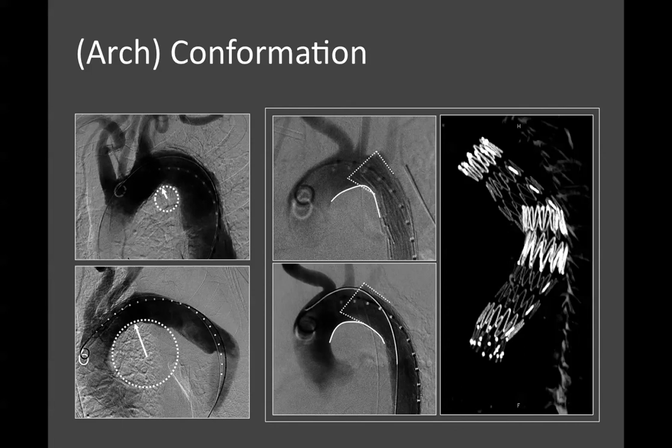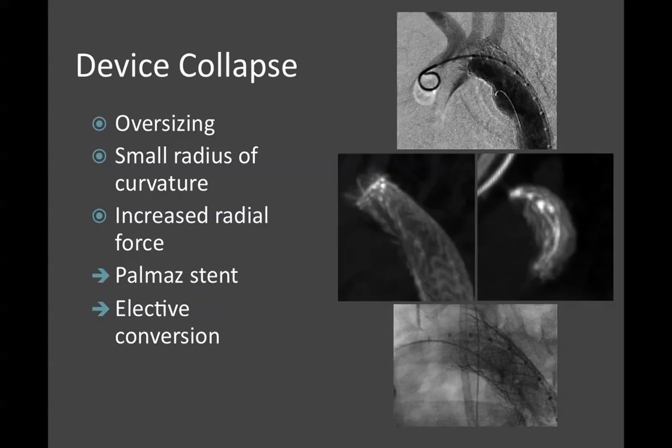And the same type of pathophysiology that can occur up in the arch can potentially occur in the mid-descending thoracic aorta. Device collapse, again, you've heard previous speakers talk about this, kind of anecdotally, again, related to oversizing, small radius of curvature, etc. And the different treatments or remediations of this problem include a Palma stent and potentially elective conversion.